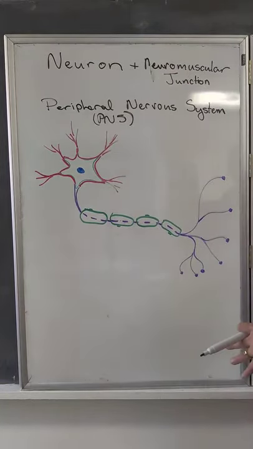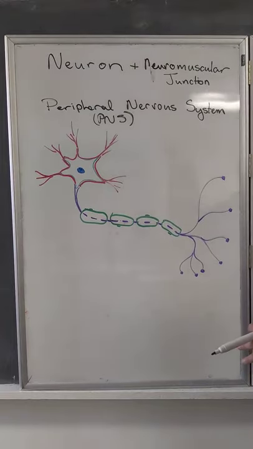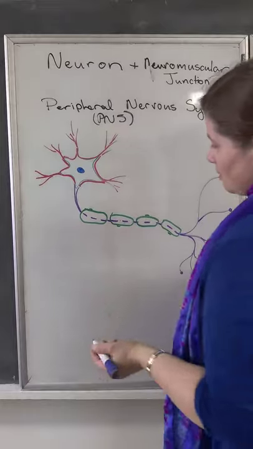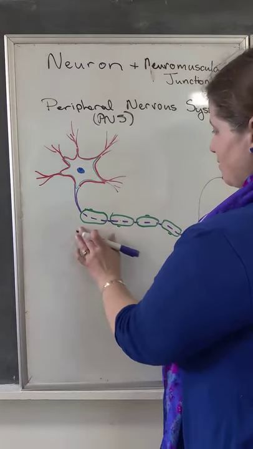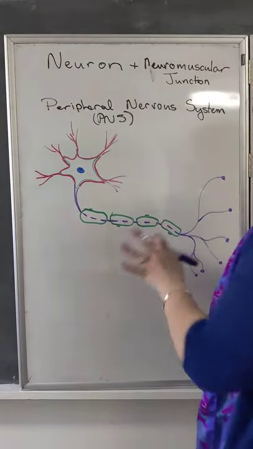Schwann cells are named for German physiologist Theodor Schwann, who lived from 1810 to 1882. And the nodes of Ranvier were named for Antoine Ranvier, 1835 to 1922. So, we have these, and this is a neuron.